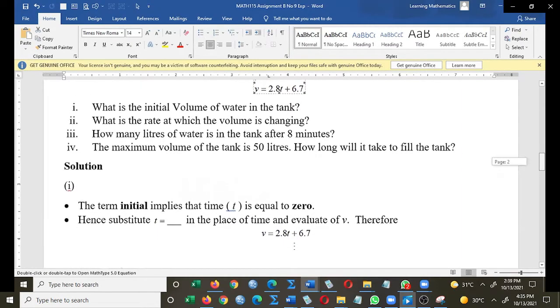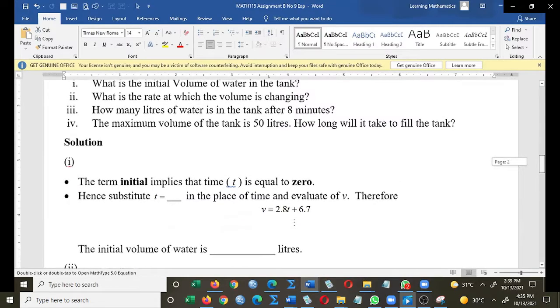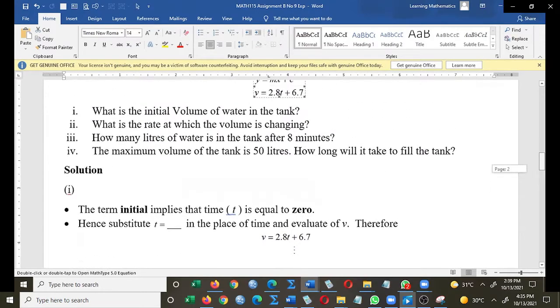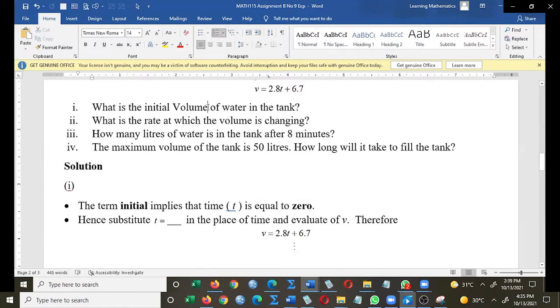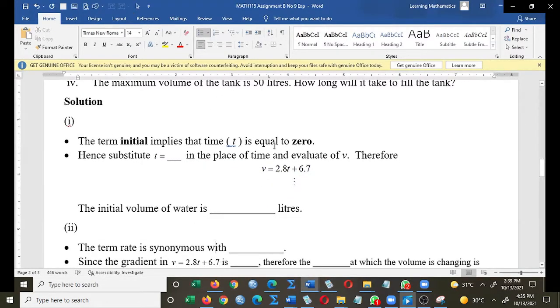It says, what is the initial volume of water in the tank? That is the question. The term initial implies that t is equal to 0. So hence, we're trying to answer the question, what is the initial volume? Volume is V. That is what we're trying to calculate. So the answer for part 1 has to be in liters. Initial implies t is equal to 0.